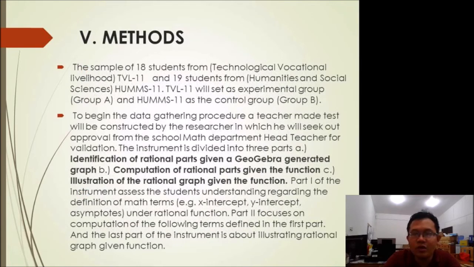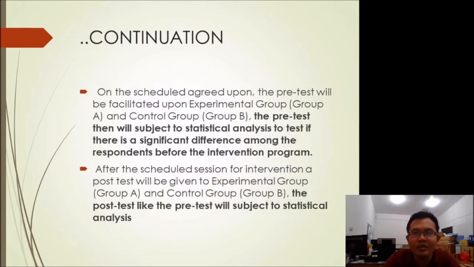And the methods are like this. We're going to identify the rational parts of the given GeoGebra-generated graphs. Then B, computation of rational parts given the function. And then C, illustration of the rational graph given the function. And next we have the pre-test.